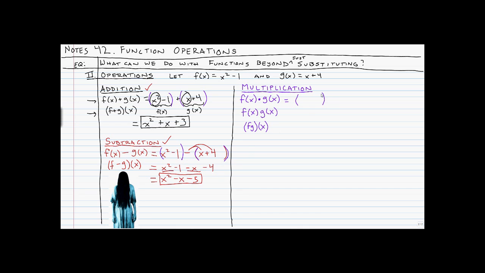But over here I'm going to use parentheses both times. I'm going to have a parenthesis for f of x right there, and a parenthesis for g of x right here, because I want to remember that we are multiplying them at the end of the day. So f of x, we know that. It's just x squared minus 1. And g of x, well, we know that too. x plus 4.